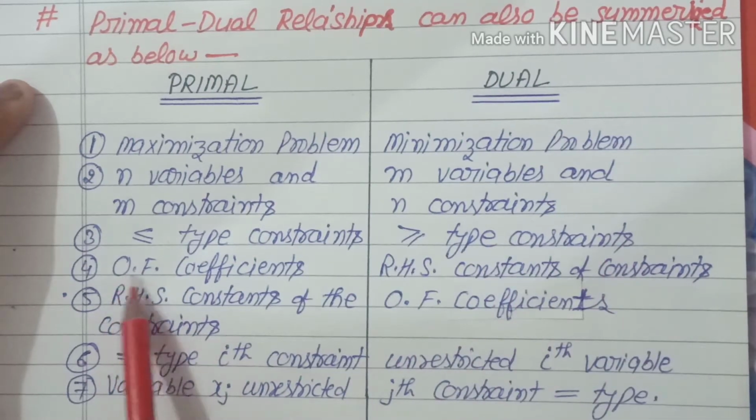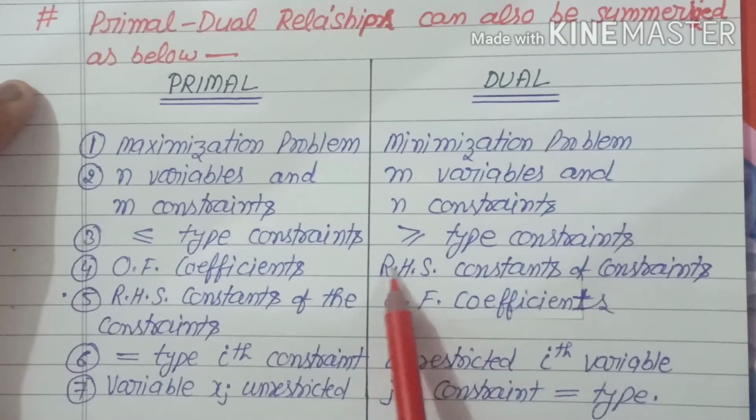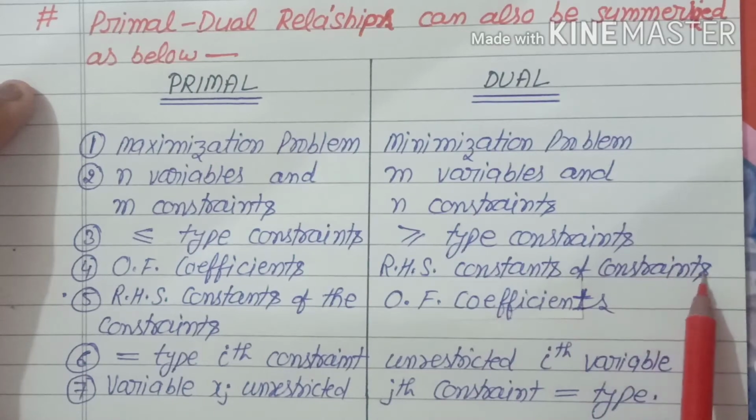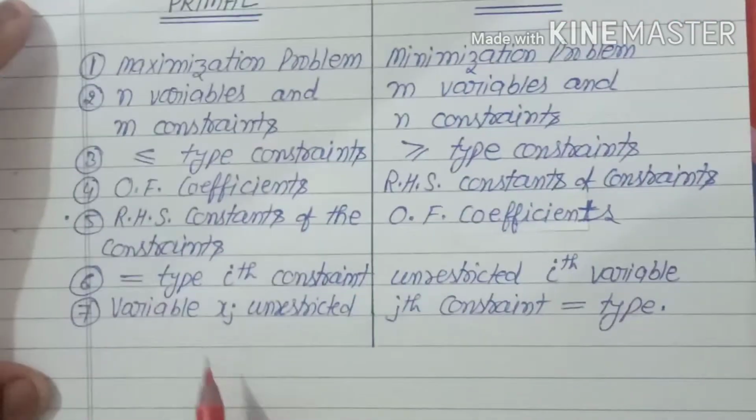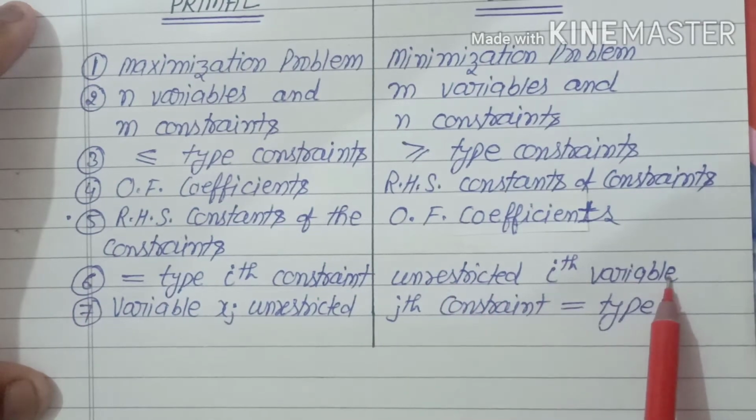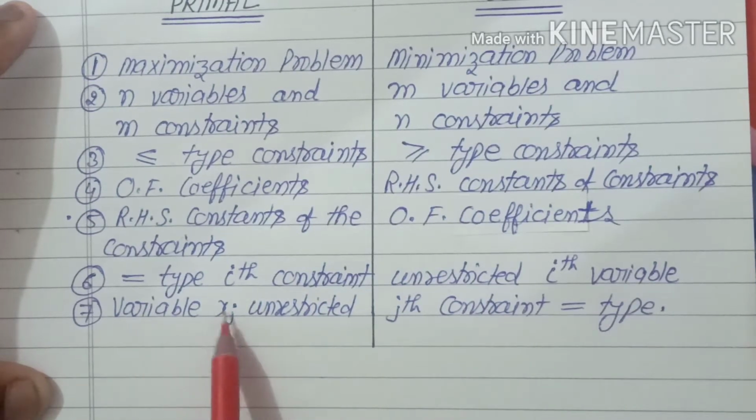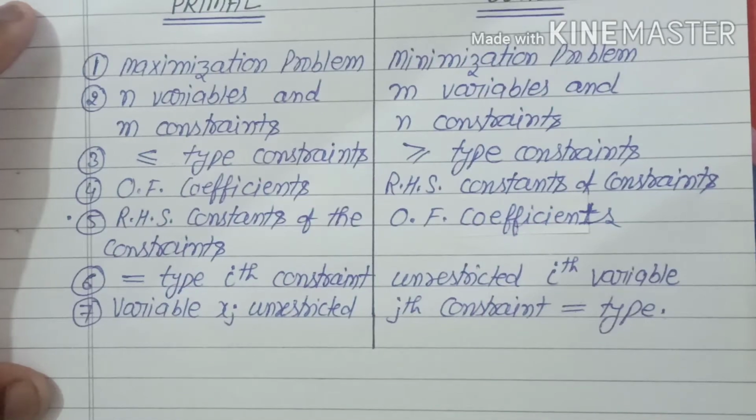The objective function coefficients in the primal LPP will be converted to the right hand side constants of the constraints in the dual. Similarly, the right hand side constants of the constraints will become the objective function coefficients in the dual. The ith equality constraint will become an unrestricted ith variable, that is, constraints will be converted into variables. And if the variable xj is unrestricted, then it will become the jth constraint, and that too of equality type. Now let us solve some numericals.